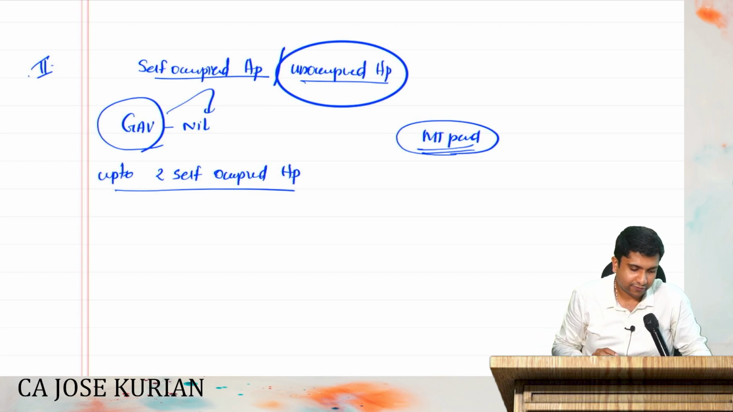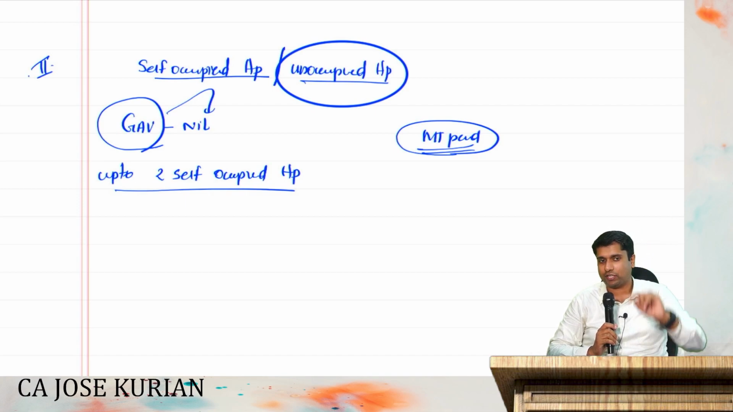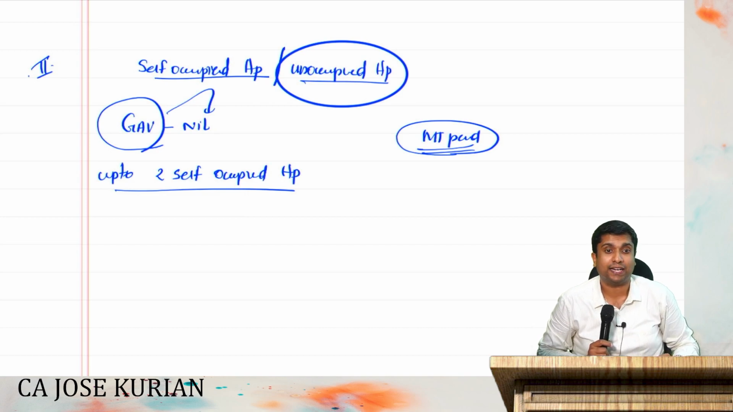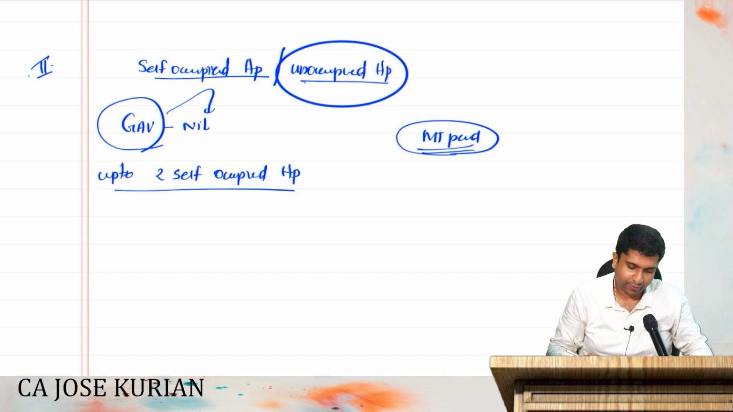So, 2 things we have studied. Which all other things? It is easy one. Self-occupied house property, up to 2 property you can show. NAV or GAV shall be always 0. You cannot claim any municipal tax paid as a deduction as well. Moving on to the third type of property.